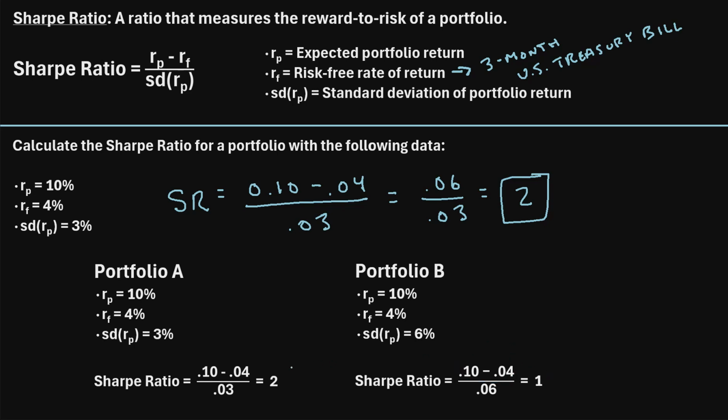So what this is saying is that the Sharpe ratio for portfolio A is twice as high as the Sharpe ratio for portfolio B. And this makes sense because in portfolio A, we're getting the exact same reward, but we're only taking half the risk. So the standard deviation or the volatility of portfolio A is half as much as portfolio B, so it has a higher Sharpe ratio. In other words, we're getting the same reward for less risk, so we have a better Sharpe ratio. So when we're comparing portfolio A and B, we would prefer portfolio A because we're getting the same reward, but we're taking less risk. So our reward to risk ratio is better.